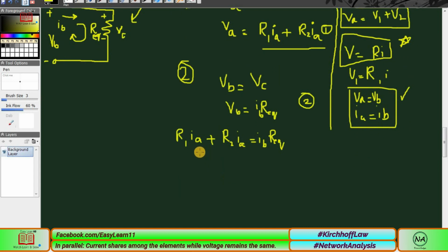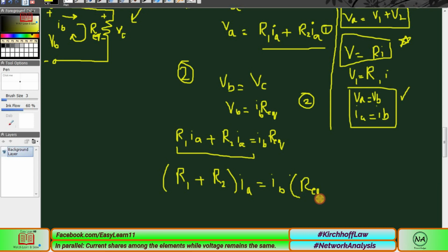This is the simple mathematics rule. So here you can see we can define one thing common, that is the R1 plus R2. IA can be taken common here, and IB from here. And if you go back and look here, IA and IB are equal, so these two terms can be cancelled with each other because these two terms are the same.